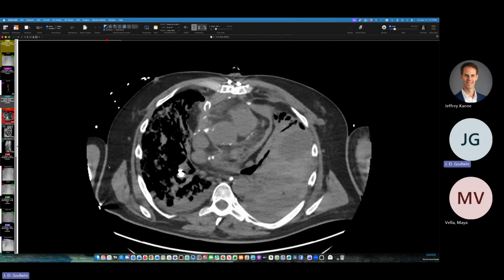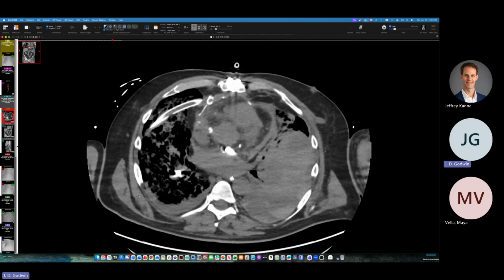So, these leadless pacemakers, I mean, they seem like a really good idea, but they're not without some difficulties.